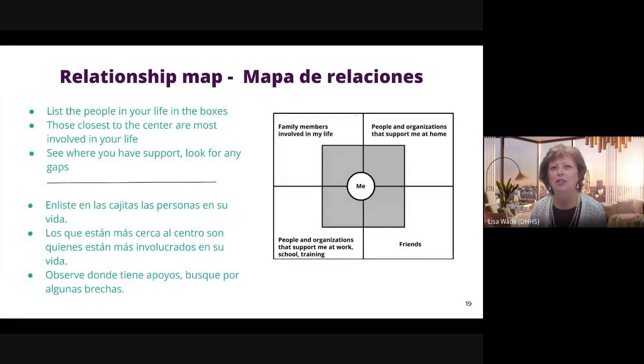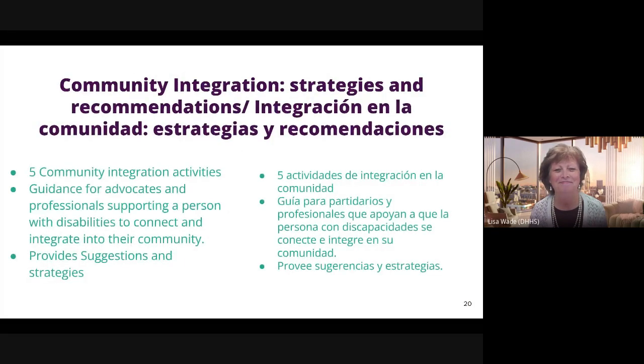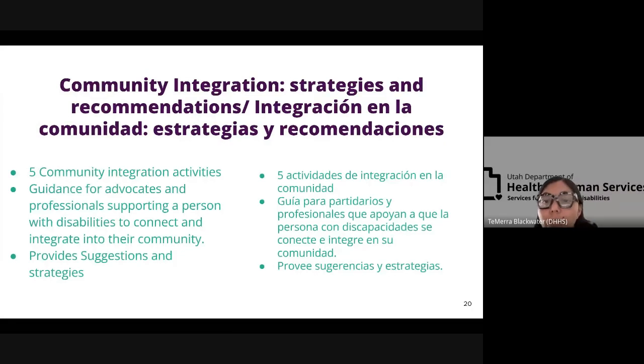And now I'm going to turn the time over to Tamara Blackwater to share another resource with you. Thank you, Lisa. Hello, everyone. I want to introduce a new resource called the Community Integration Strategies and Recommendations. We will put the link to the document in chat, and so open up that link and we will go into more detail of the document in the next few slides. This resource consists of 5 community integration activities to guide support team members, advocates, and other professionals like direct support staff, job coaches, and educators to support people with disabilities to meaningfully connect with their communities.